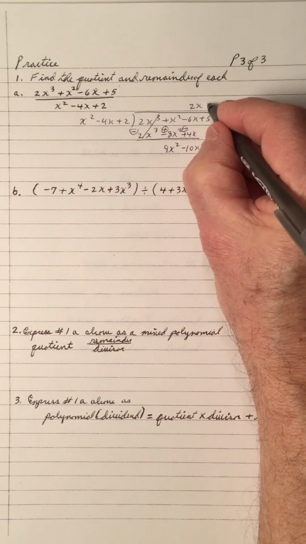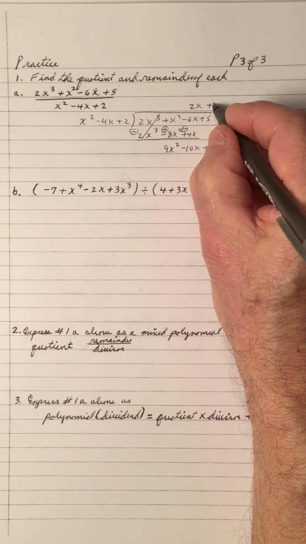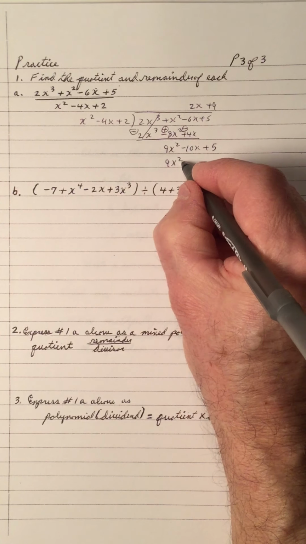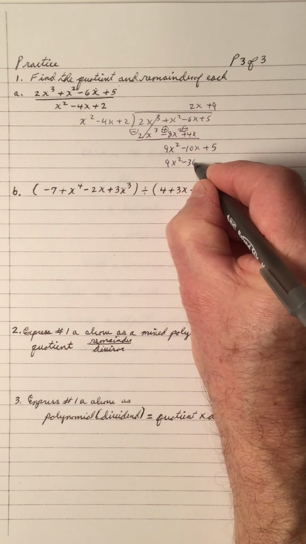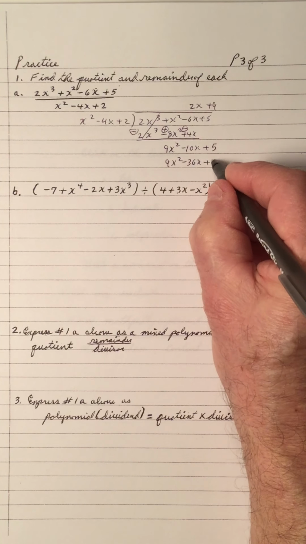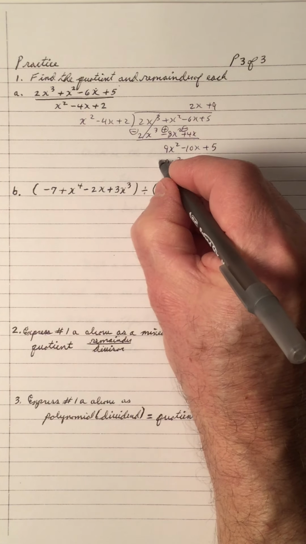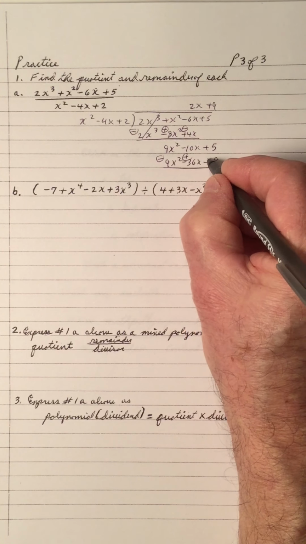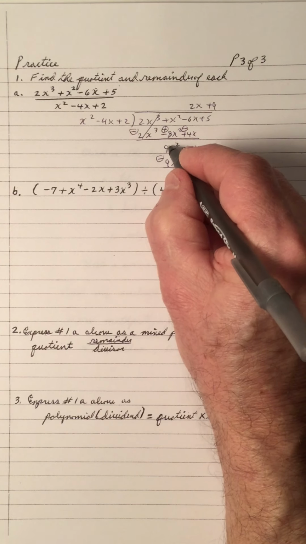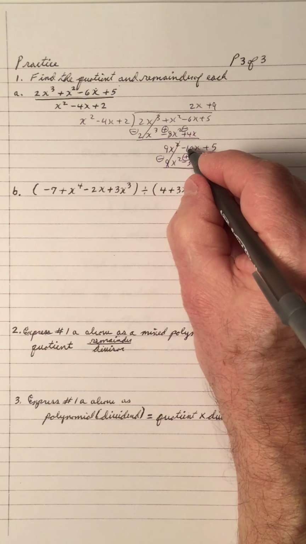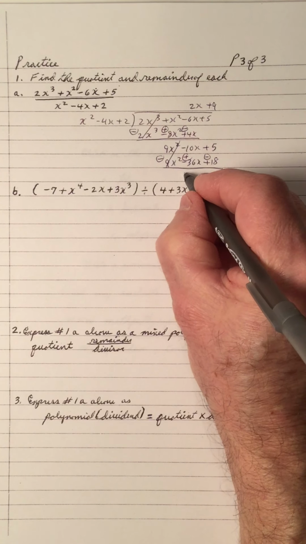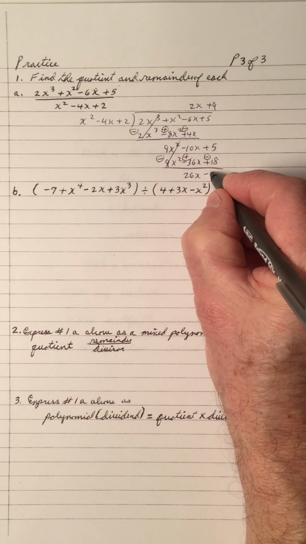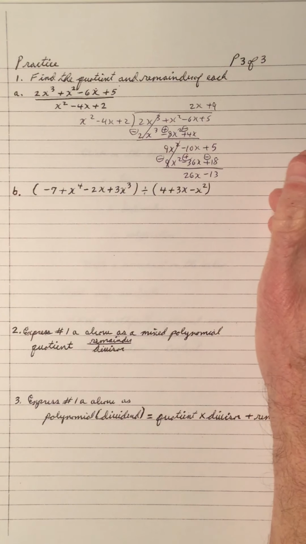X squared into 9x squared is a plus 9. 9 times x squared, 9x squared. 9 times negative 4 is negative 36. 9 times 2 is 18. Plus becomes a minus. Minus becomes a plus. Plus becomes a minus. And plus 9 minus 9 cancels out. Negative 10 plus 36 is 26x. And 5 minus 18 is negative 13.